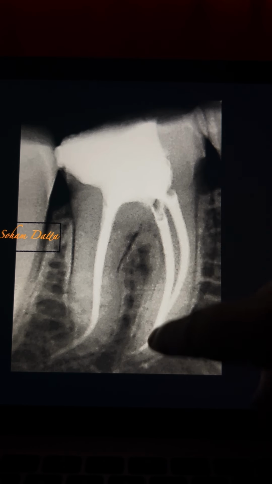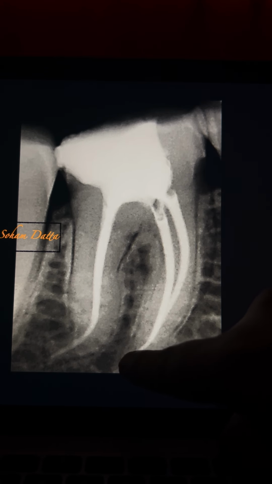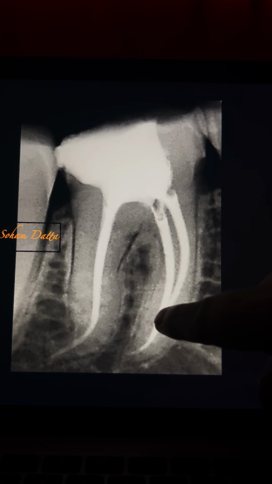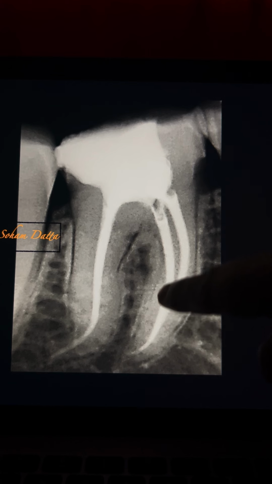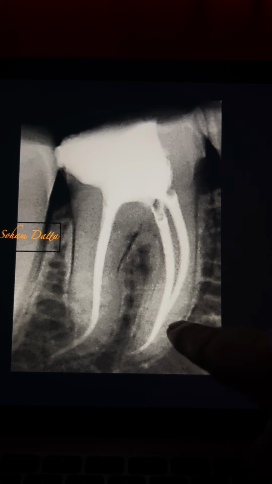So the mesiolingual gutta-percha extends to the full length from the orifice to the apex. The mesiobuccal starts from the orifice and merges with the mesiolingual at the junction between the middle and the apical third of the mesial root of this molar. Here it merges with the mesiolingual.